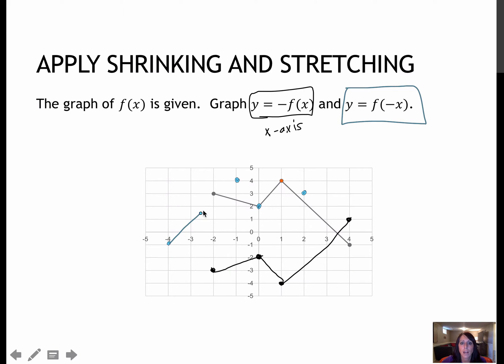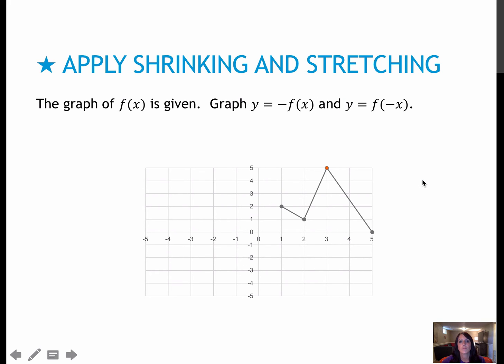So my new graph, shifted now across the y-axis, looks like that. One for you to try, very similar. The first is across the x-axis, and the second is across the y-axis. So try that question, then press play to check your work.